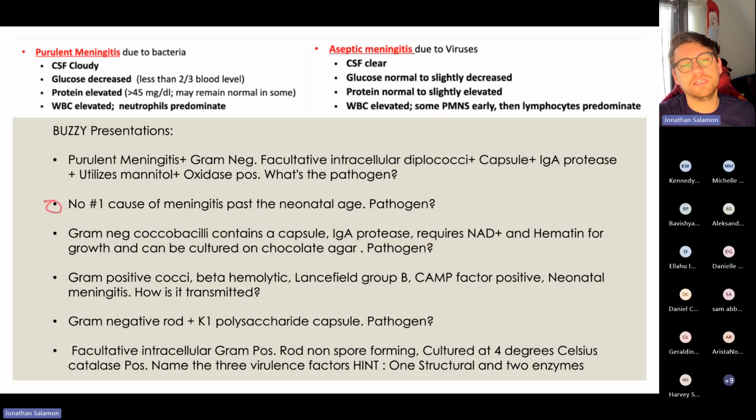Number one cause of meningitis past the neonatal age. I actually don't know what this is off the top of my head. I think it's Hib. It's either Hib or it's agalactiae. Definitely, yeah. Know these. Be able to answer all these. This isn't my slide. I'll go back and find my slide of this, and I will post it somewhere for you guys where I just have them straight laid out. But definitely know these. These should be free points.